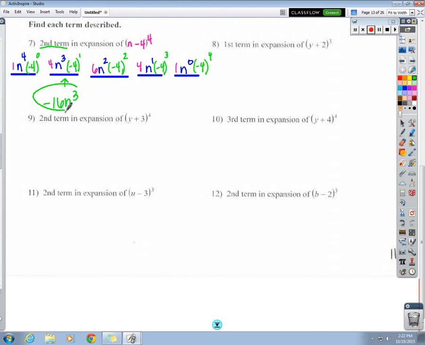And they want the second term. That's the whole thing. If they had said the coefficient of the second term, the final answer would have been negative 16. But they want the whole term. So the answer is negative 16 n cubed.